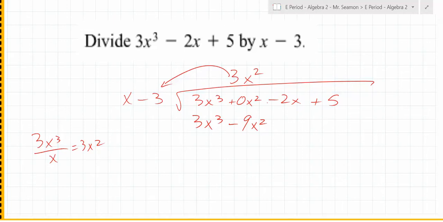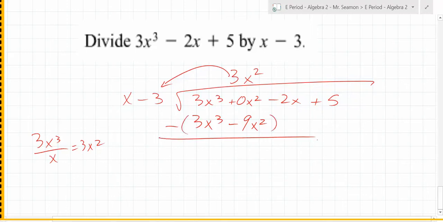The reason I do that is, what do you do next? Once you get this, you have to subtract, right? Can you add 0 to anything you want? Sure. The reason you add it there is because it makes it easier to see the subtraction. What's 3x cubed minus 3x cubed? 0. You need it to be 0. What is 0x squared minus negative 9x squared? 9x squared. What do you think by far the most common error is on these, based on the vehemence of what I just said?